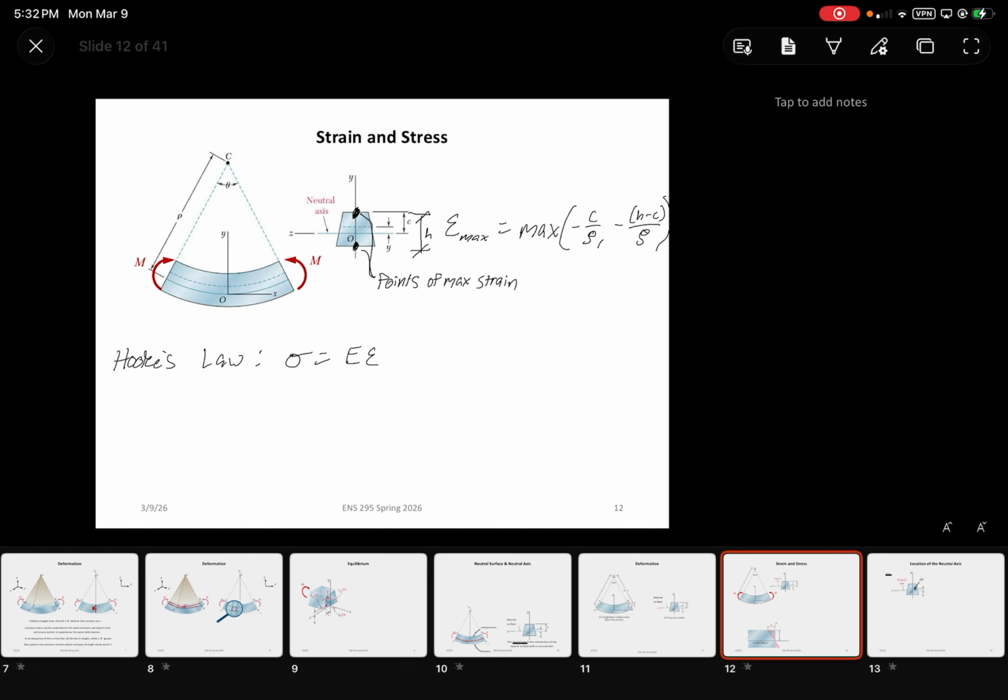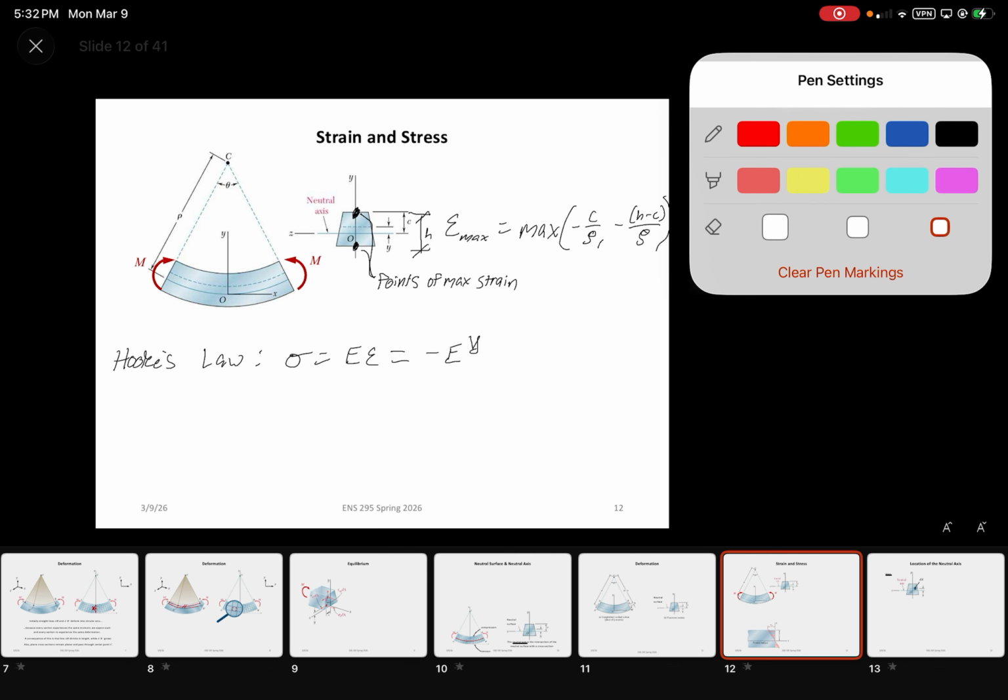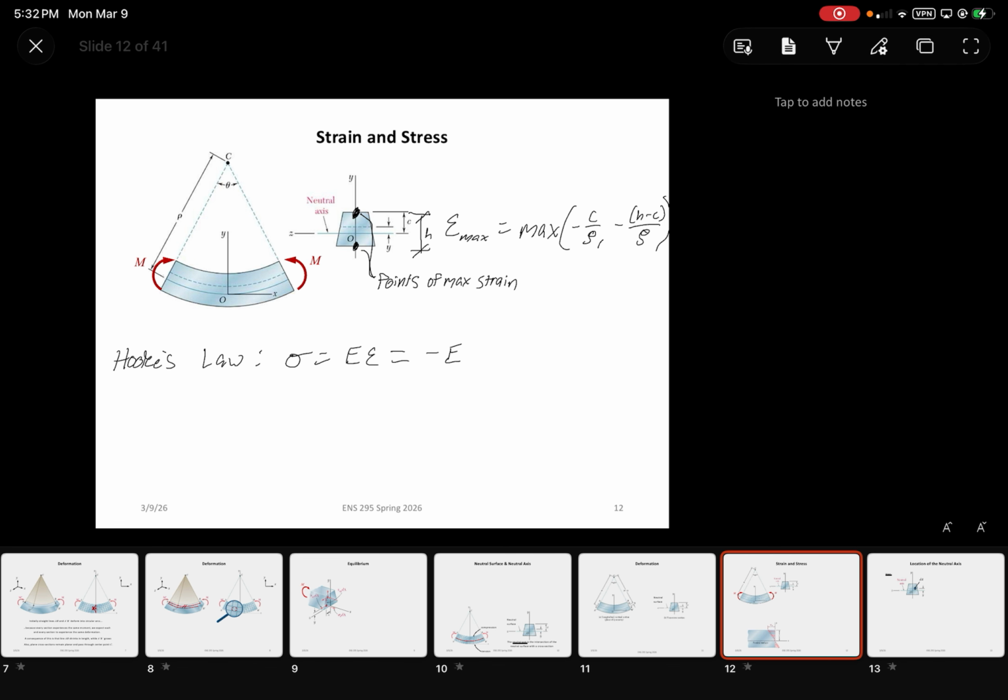We can then rewrite this to say negative E times y over rho. And again, the maximum stresses would be similar to the maximum strains, where you just calculate whatever is on the top and bottom. So you could calculate the strains and then just multiply by E to get the stresses.